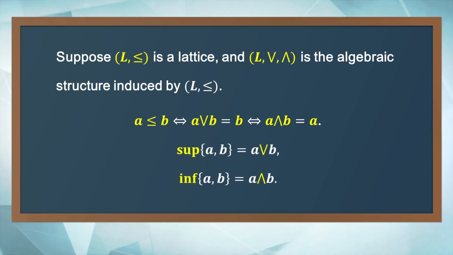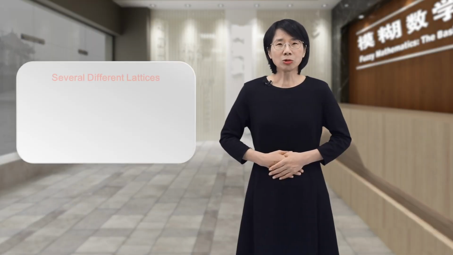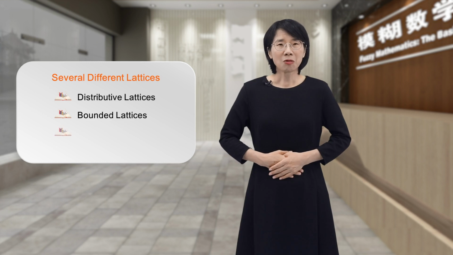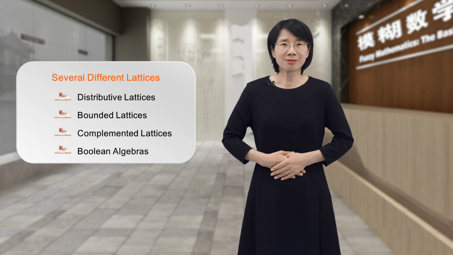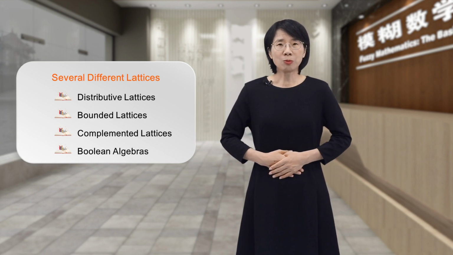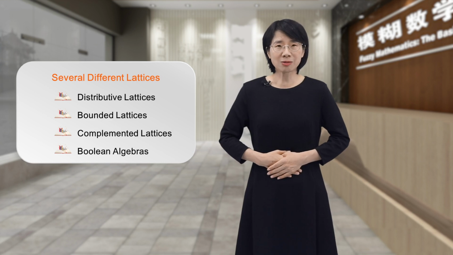The supremum of A and B equals the join of A and B. The infimum of A and B equals the meet of A and B. In this lecture, we are going to talk about several different lattices, such as distributive lattices, bounded lattices, complemented lattices, and Boolean algebras. And we will switch between the two definitions of lattices according to the needs.